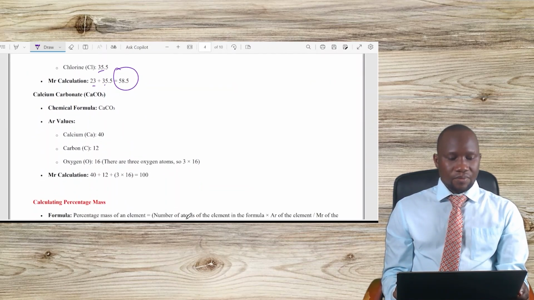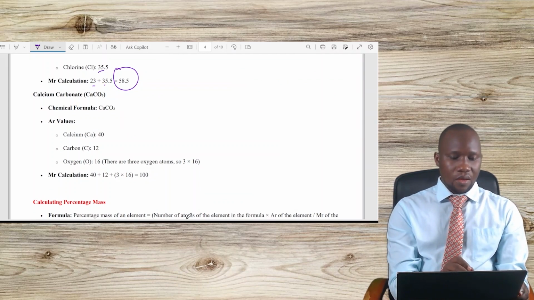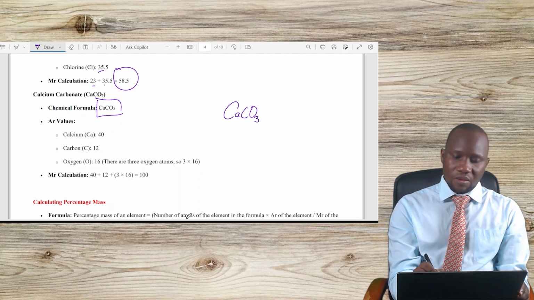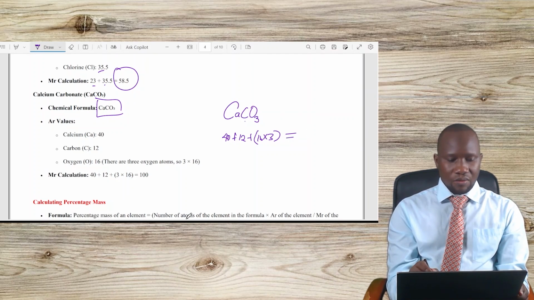Calcium carbonate. The chemical formula is this. That is calcium carbonate. That is how you write it. So calcium is 40 plus the carbon, which is 12, plus the oxygen, which is 16, but the oxygen is times 3. So what do you get? You get 100.